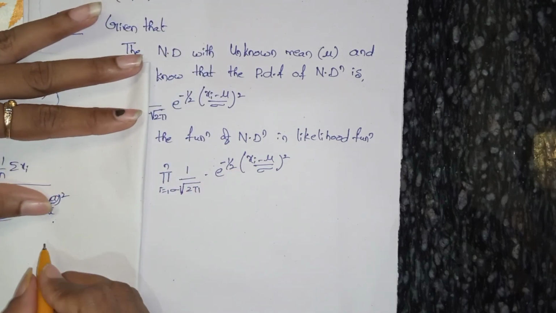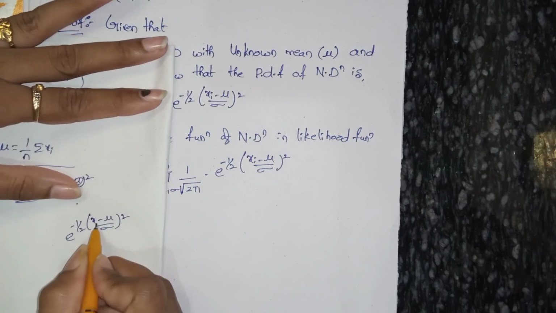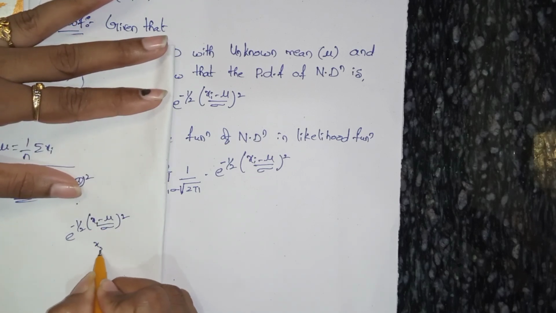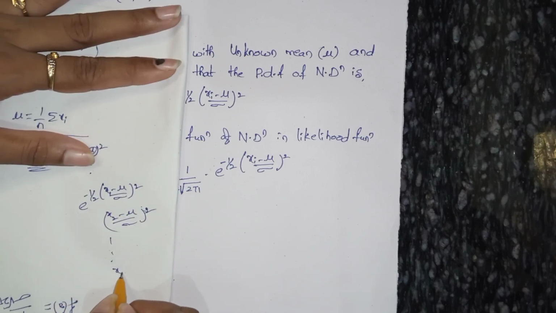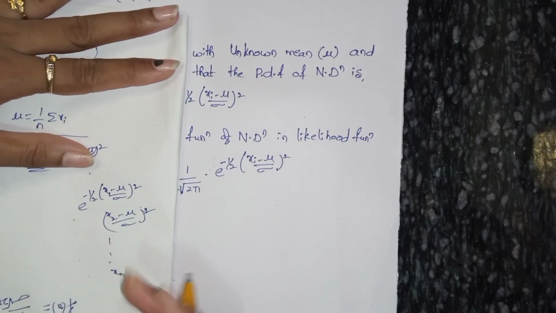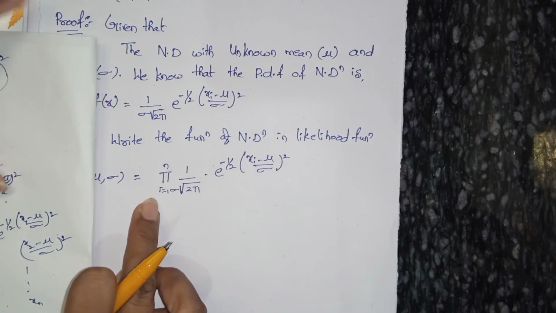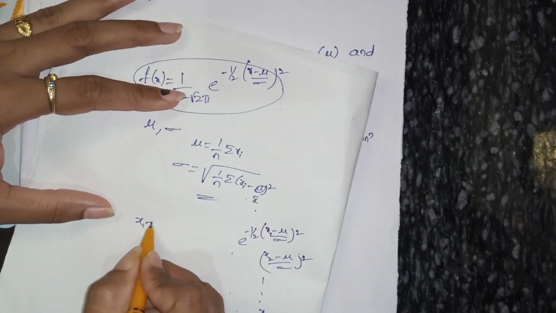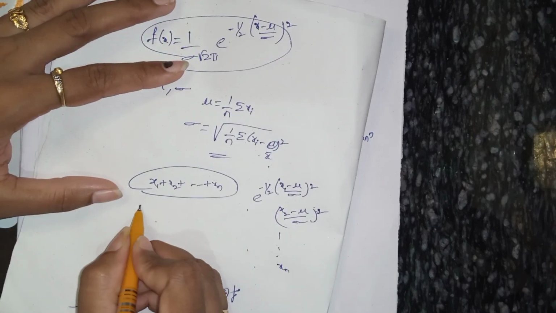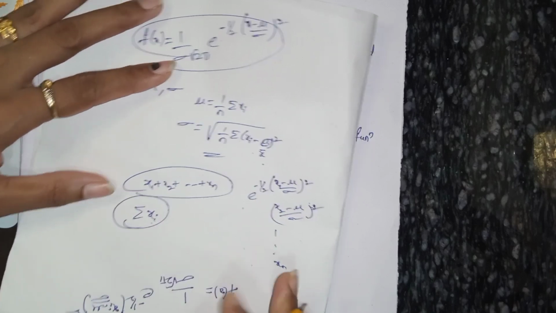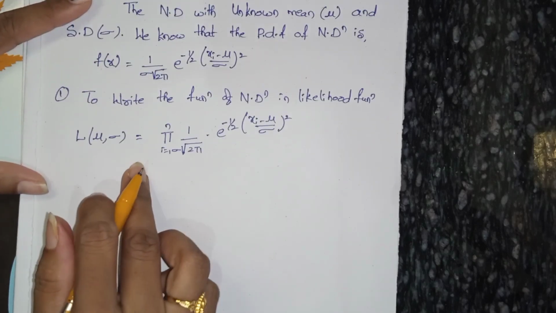Let me explain the meaning of pi. For example, here e to the power of minus 1 by 2 (x1 minus mu by sigma) whole square. This is x1, and in the next step we write x2 minus mu by sigma whole square. Like that we go on writing up to xn terms. All these terms will be in the form of multiplication, and to make it a single term we use this pi. As we know, x1 plus x2 and so on up to xn can be written in a single format as summation xi. In the same way we wrote these terms in the form of pi. This is the first step.